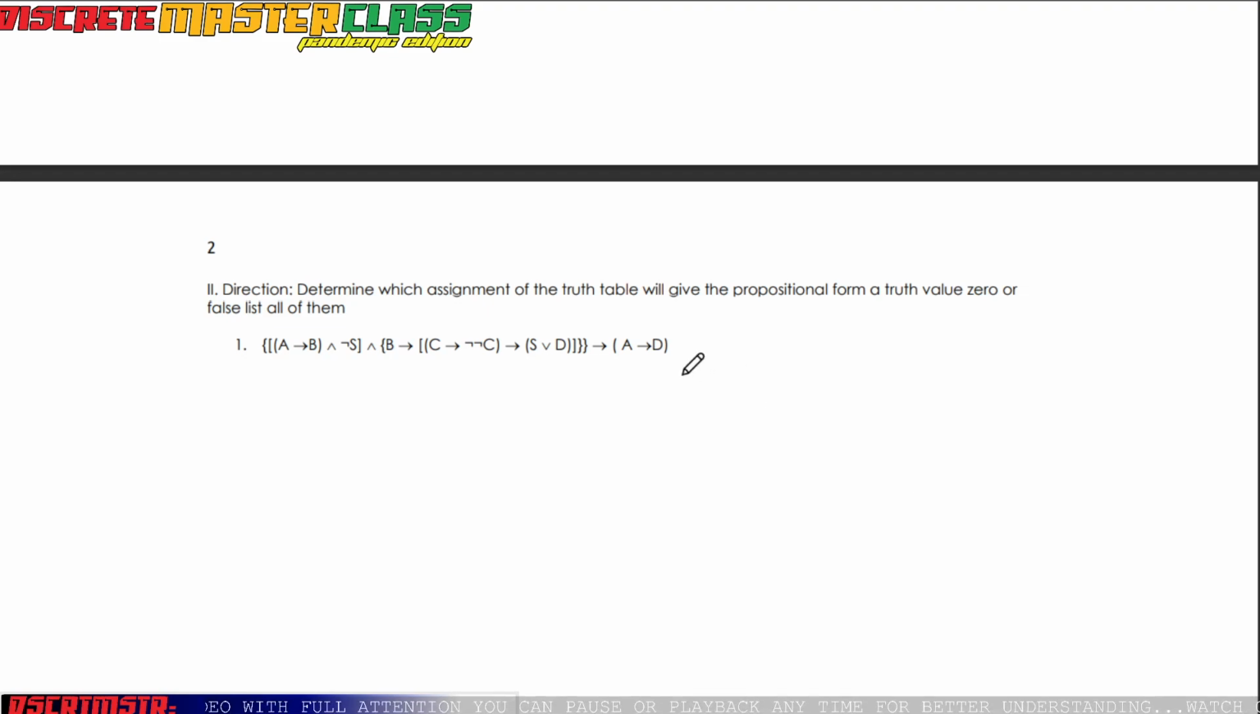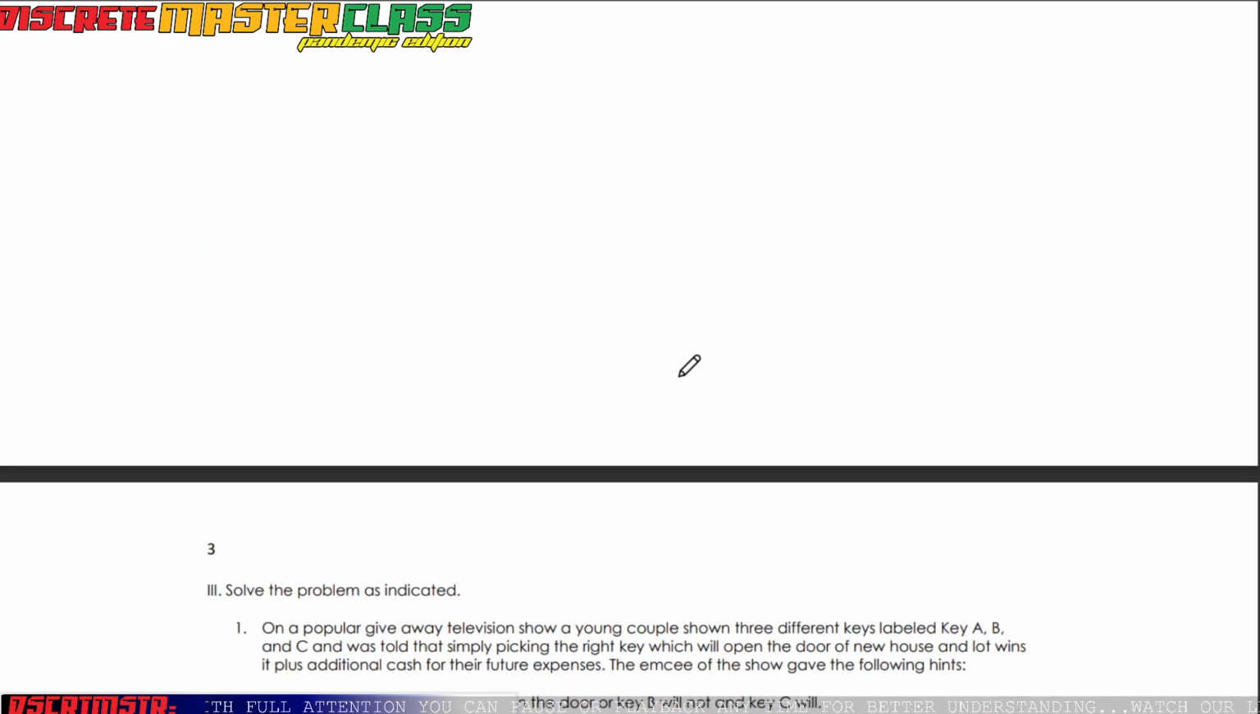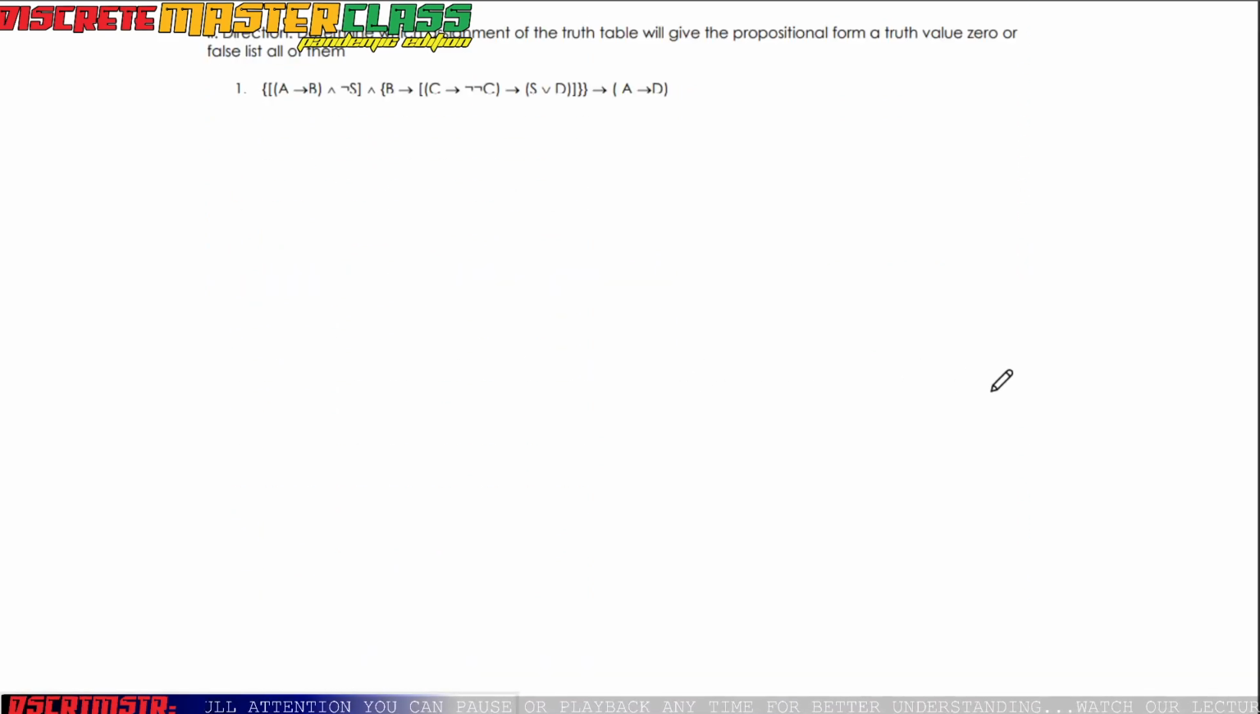Okay, so you are given number 1 and number 2 for part 2. So, ang mangyayari niyan, you will construct the truth table and you will determine all the possible assignment na magiging 0 yung propositional form. I will give an example. This is not the given, this is just an example. So, for example, you are given P implies Q and R. Let's find out kung saan mag-false yan, PQR.